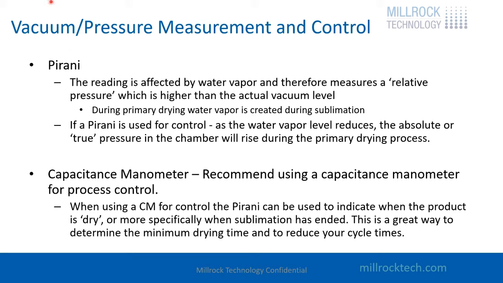The other type of vacuum sensor is a capacitance manometer, and we recommend using this for process control because it's the most consistent. And as you move into production, almost every production system uses a capacitance manometer. It's important to know that the capacitance manometer is not affected by water vapor, so you're going to get the true vacuum reading at all times. Well, that's kind of confusing, isn't it? We have two vacuum sensors, but one is affected by water vapor, the other one isn't. And often we have both of these in the system.